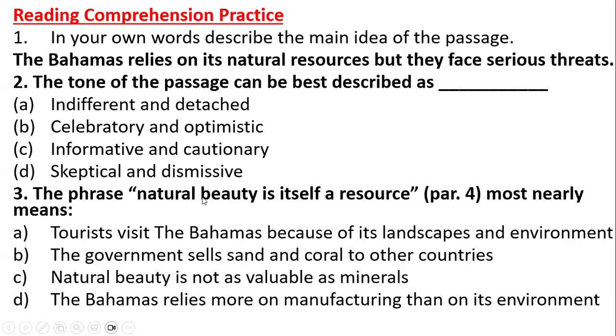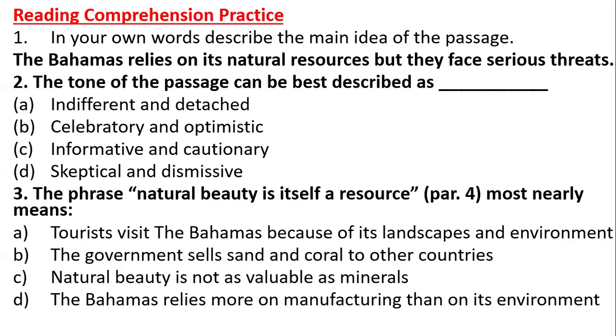The phrase natural beauty is itself a resource. Most nearly means A, tourists visit the Bahamas because of its landscapes and environment. B, the government sells sand and coral to other countries. C, natural beauty is not as valuable as minerals. Or D, the Bahamas relies more on manufacturing than on its environment.